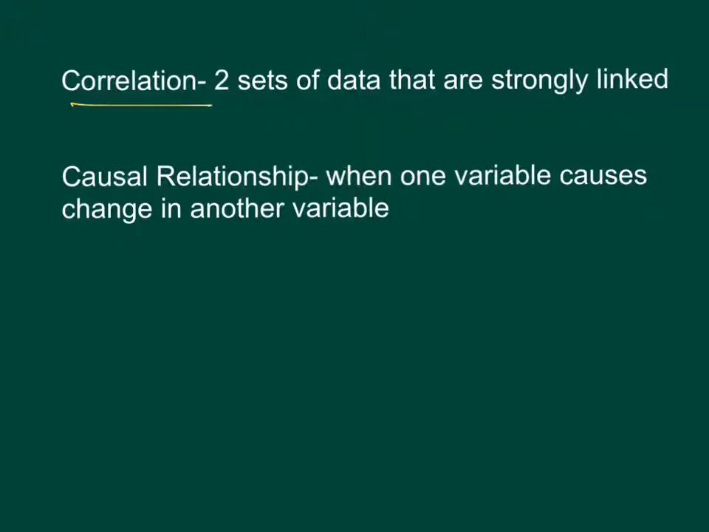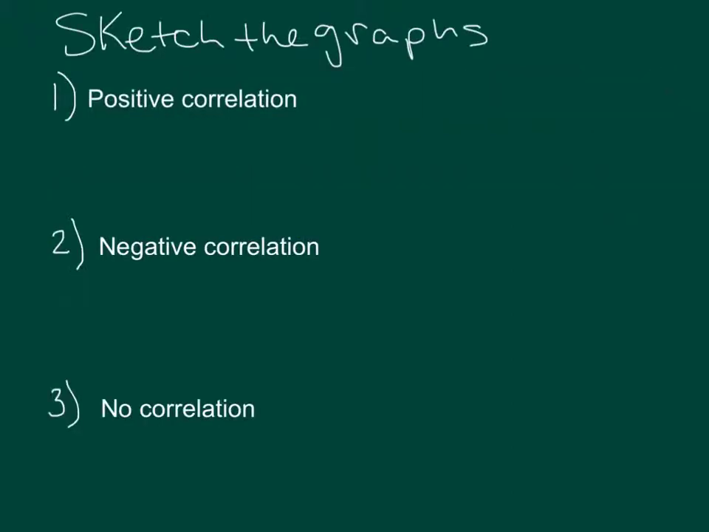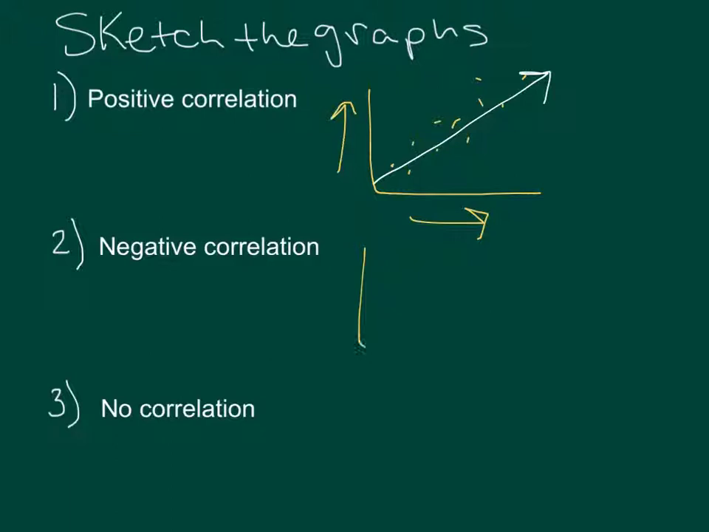And then you have a causal relationship. This is when one variable causes change in another variable. Sketch the graph. If something has a positive correlation, that means as x increases, y increases too. So this type of graph with a bunch of dots has a positive correlation because it's going up.